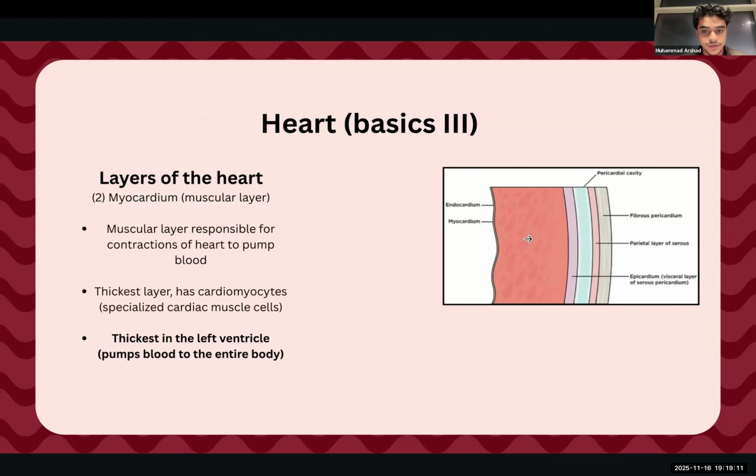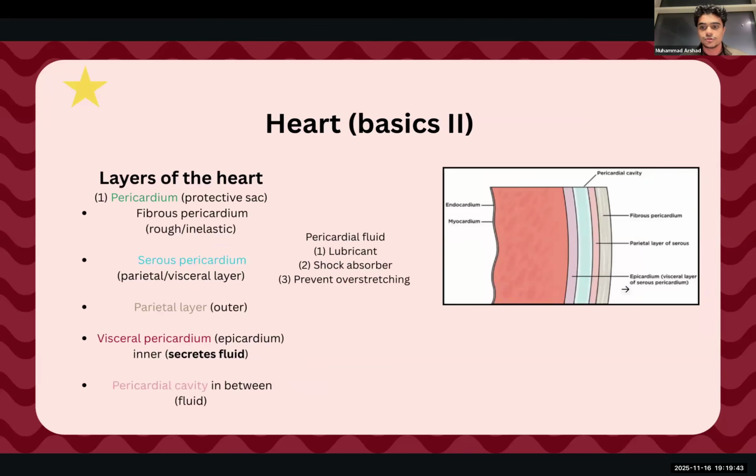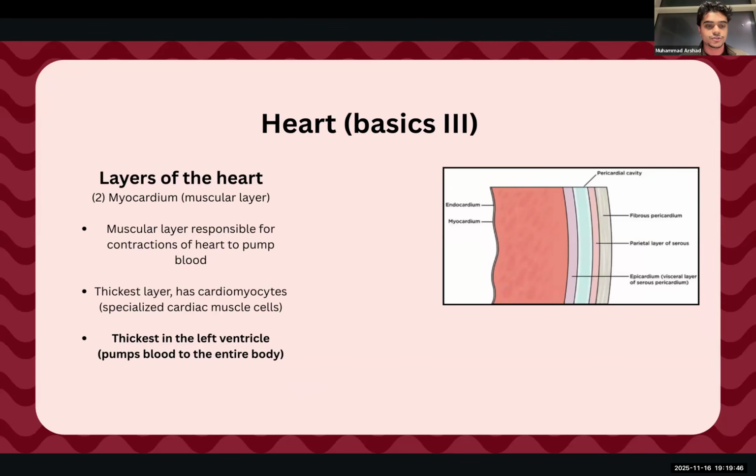Okay, so now we have the second layer of the heart, which is the myocardium. This is the muscular layer, and it's responsible for the contractions that help the heart pump the blood. It's the thickest layer, as you can see here, and it has cardiomyocytes, which are specialized cardiac muscle cells. Now, something important to know is that it's thickest in the left ventricle. And you might ask yourself, why is that the case? It's thickest in the left ventricle because the left ventricle pumps out blood through the aorta to the entire body. So it has to be significantly thicker, because the right ventricle is just going to the lungs, whereas the left ventricle is going to the entire body. So it needs a lot more force to do its job.